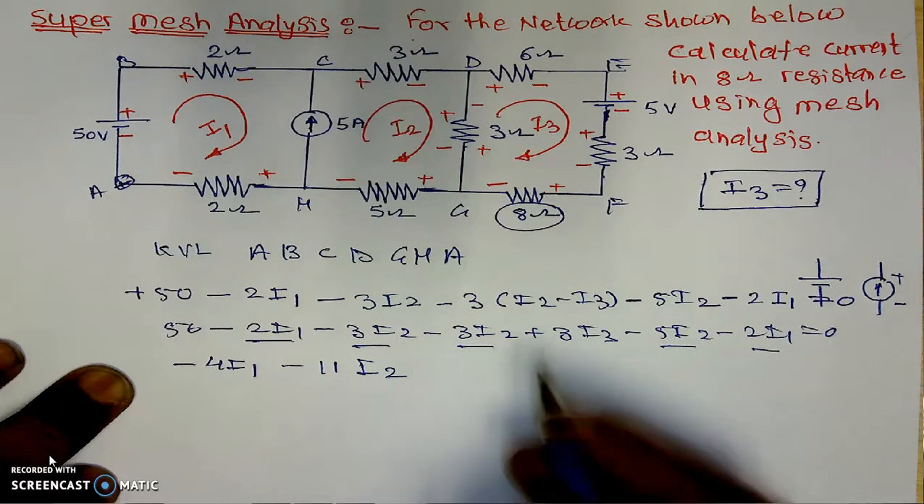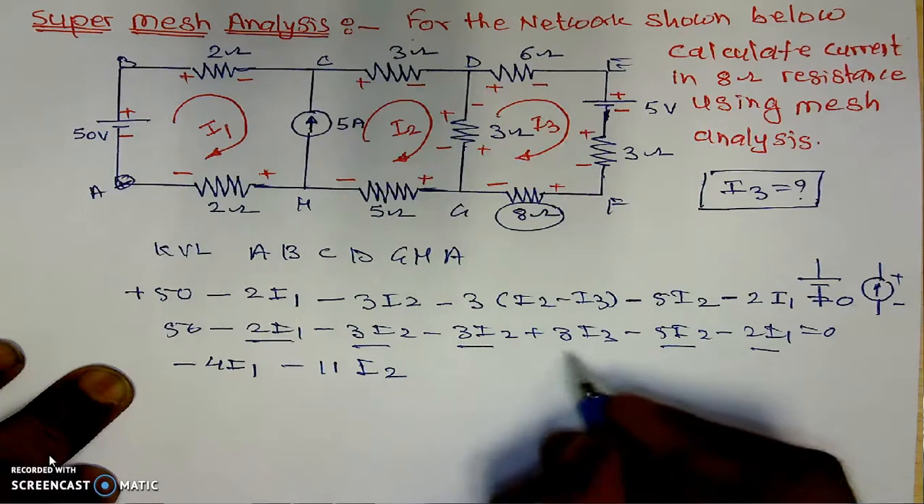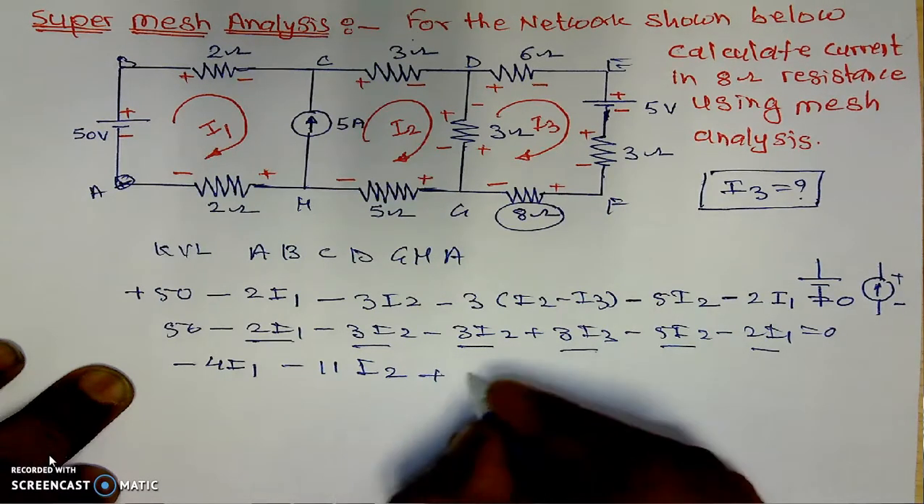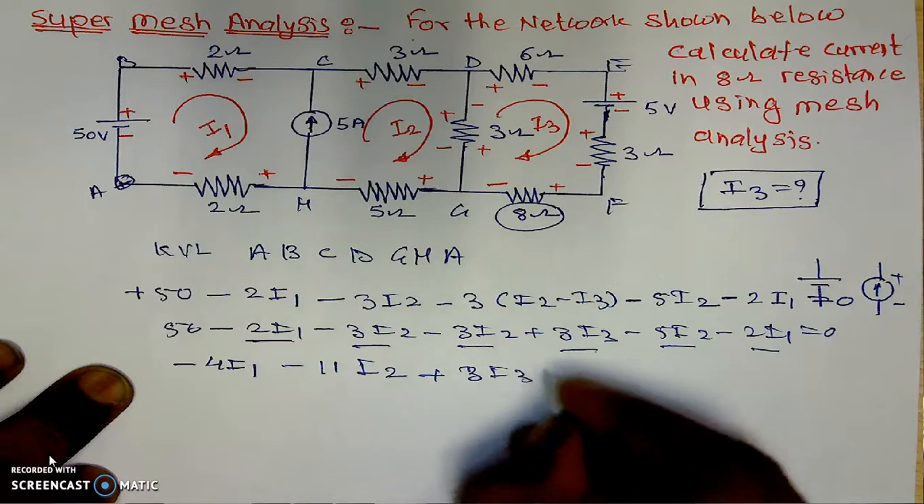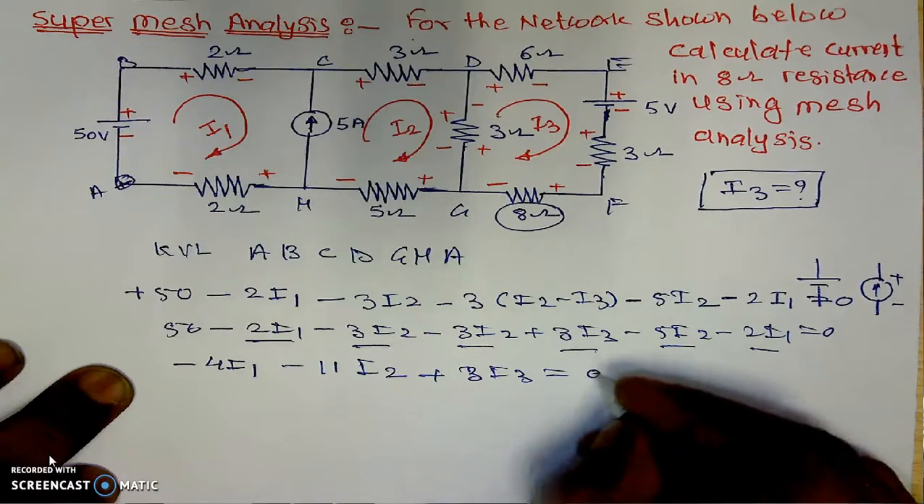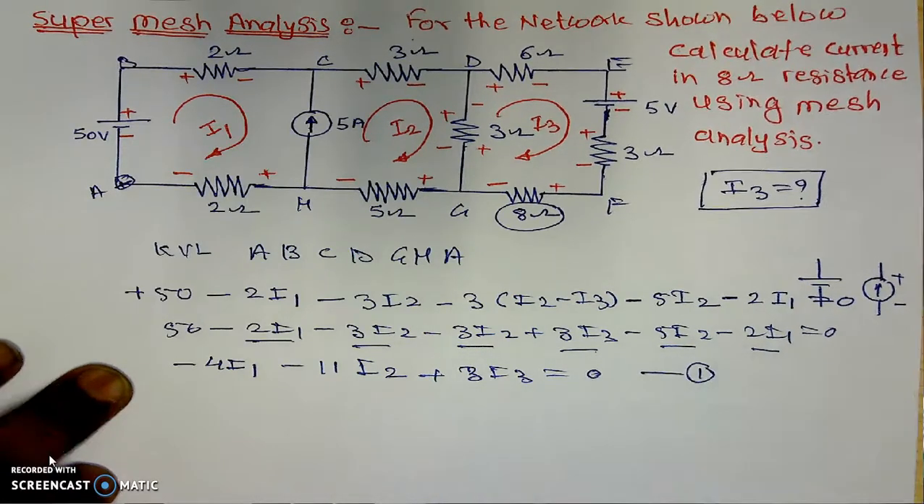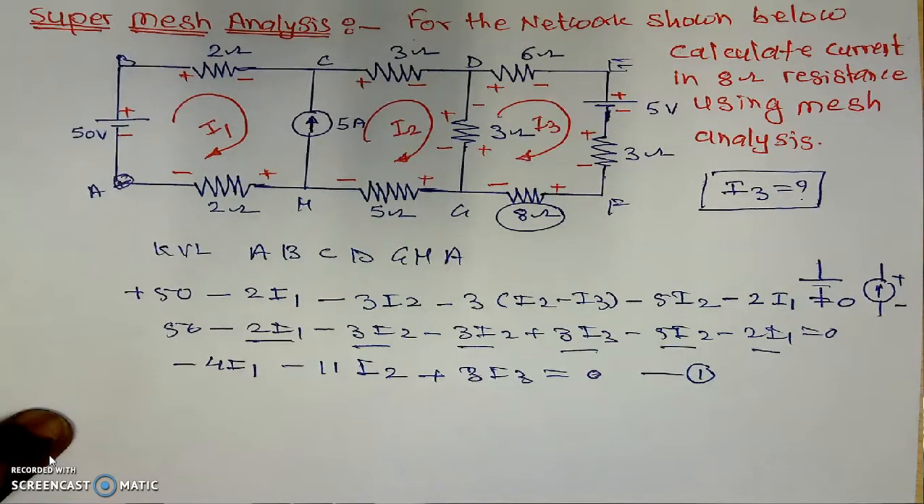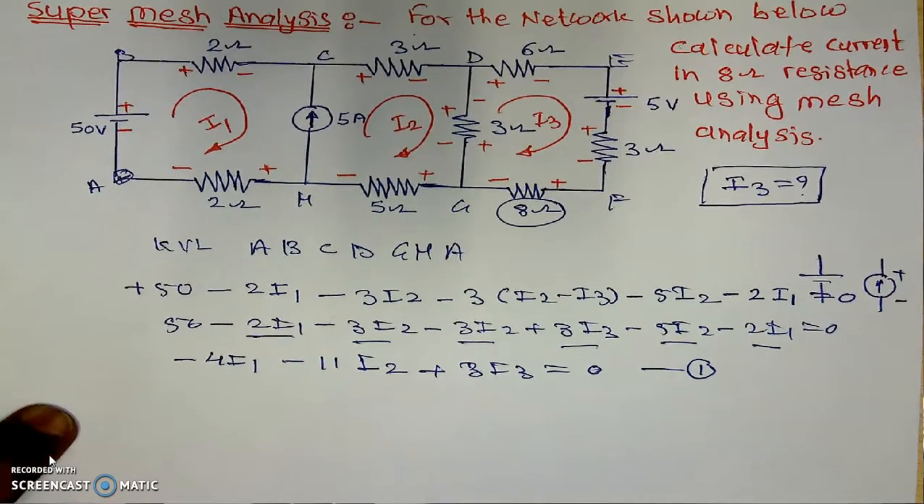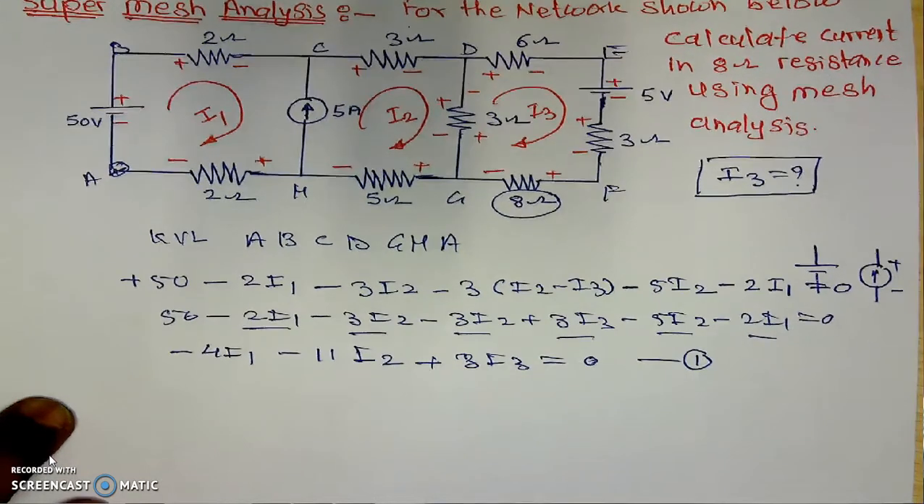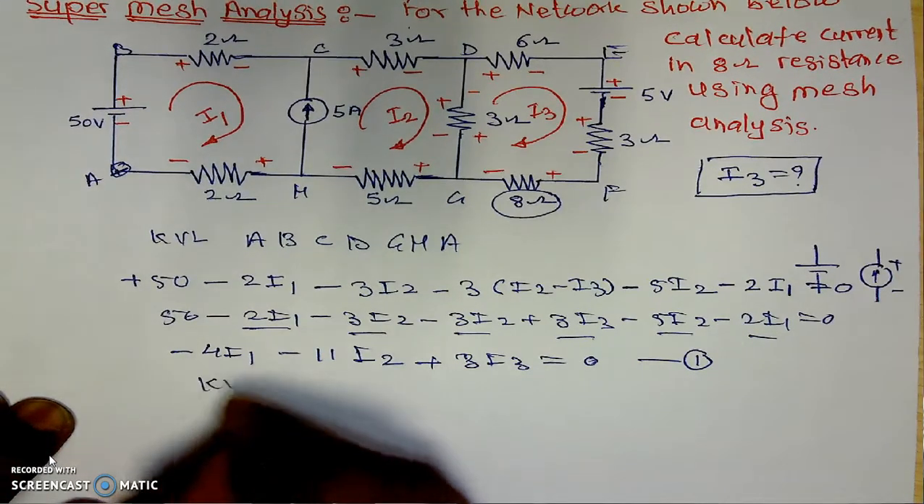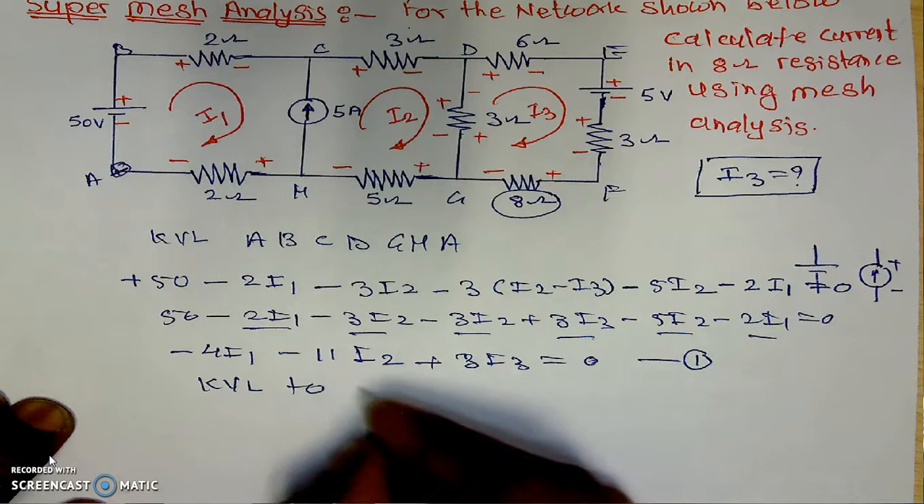Minus 11 I2. Then here we have plus 3 I3. Then plus 3 into I3, which is equal to 0. I will call it equation number 1, which we have got from the super mesh, that is the ABCDGHA mesh.